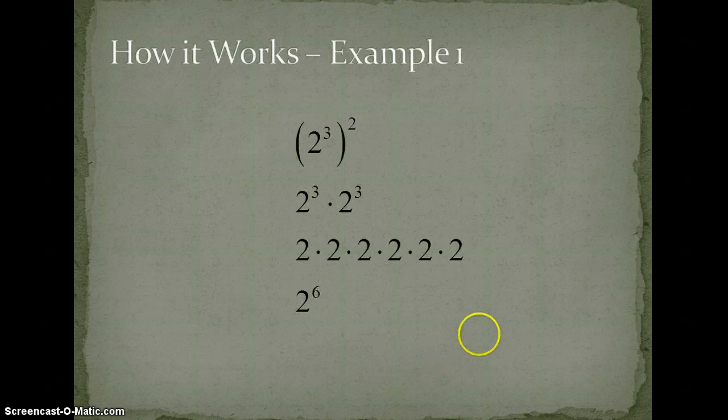Here's an example. 2 to the third power raised to the second power. If you want to string it out on this line, it becomes 2 to the third times 2 to the third. If you string out all of those, it becomes 2 times 2 times 2. These 2's are your first 2. This 2 is these, 2 times 2 times 2. If you count them, it's 6. If you multiply this 3 times 2, 3 times 2, right here, you also get the 6.